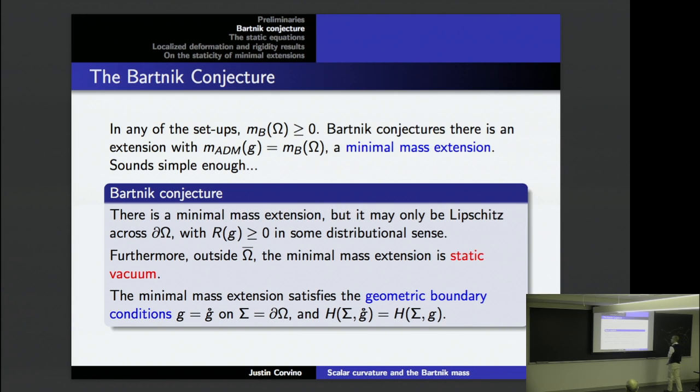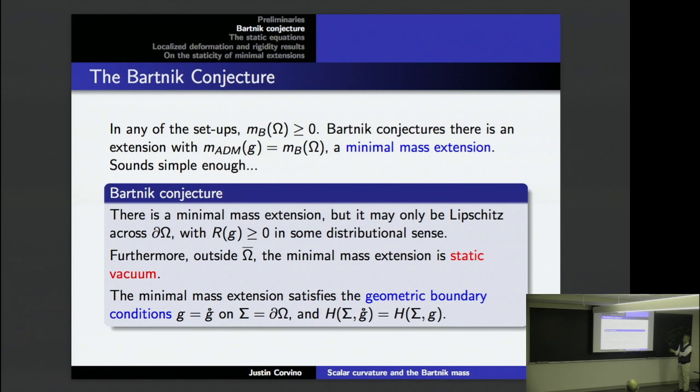Bartnik goes on, though, to say the following, that even if you started with looking at smooth extensions, the minimal mass extension may only be Lipschitz across the boundary with non-negative scalar curvature interpreted in some suitable sense, distributionally somehow. And so this first statement is already kind of an issue in terms of our analysis.